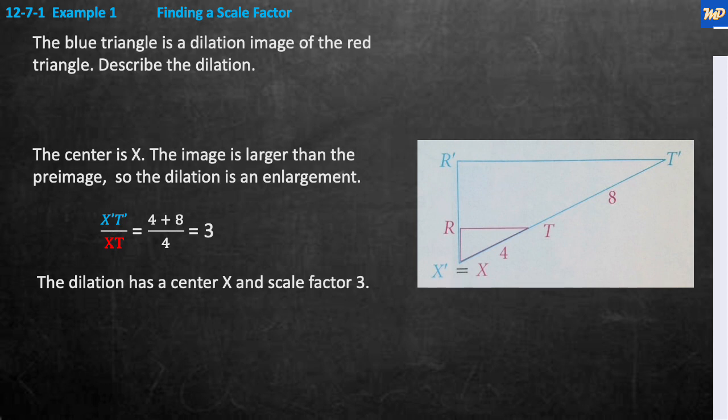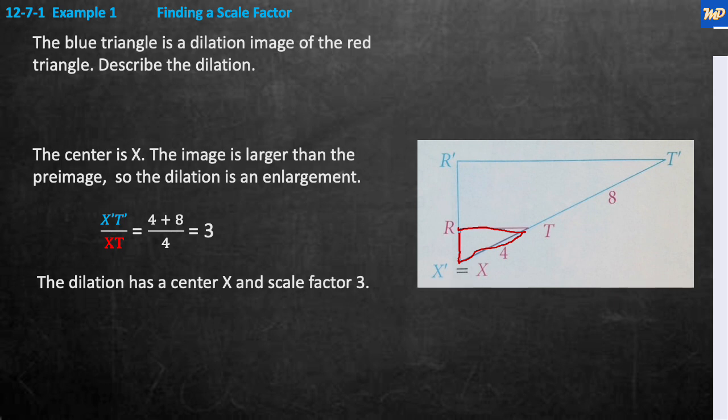Okay, in our example 1 here, we're going to find the scale factor. So how do you find the scale factor? The blue triangle is a dilation image of the red triangle. So we started with the red triangle right here, and then we moved to the blue triangle. I'm not going to draw the whole thing, but you see we moved to the blue.